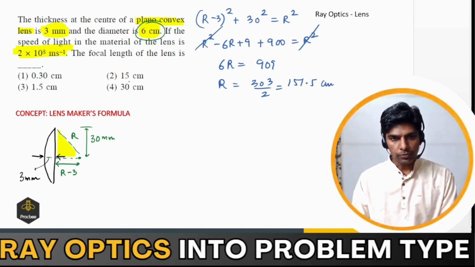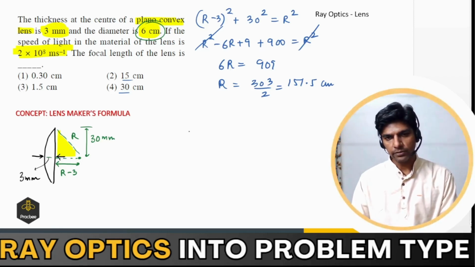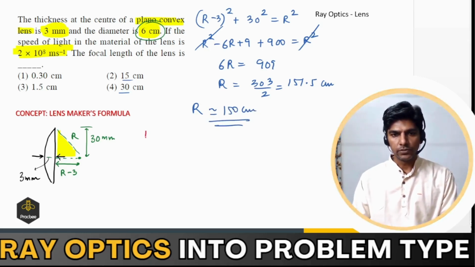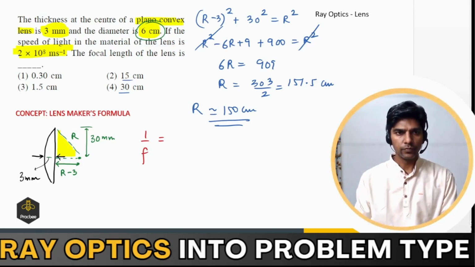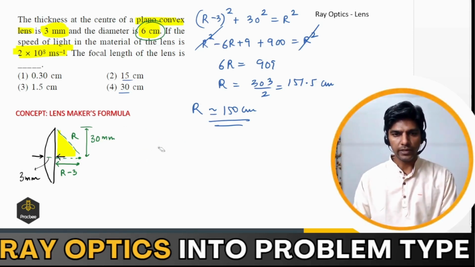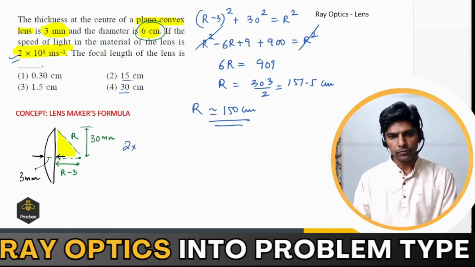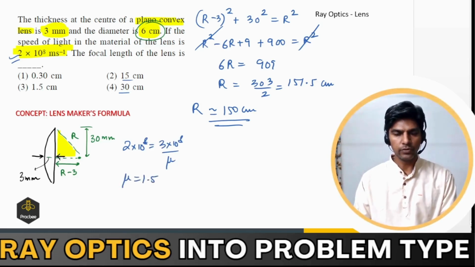And if you look at the options, options are quite far apart, right? So 30, 15, 1.5, 0.3. So we can assume radius of curvature is nearly equal to 150 millimeter. Now let us apply Lensmaker's formula. Before applying that, we should know what is the refractive index of the lens. Speed is given. So we can say 2 into 10 raised to power 8 is equal to 3 into 10 raised to power 8 divided by the refractive index. So mu comes out to be 1.5.